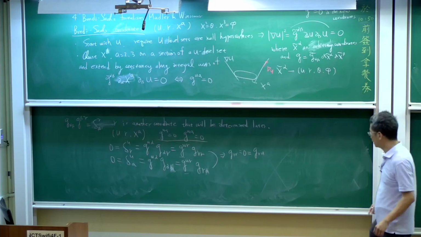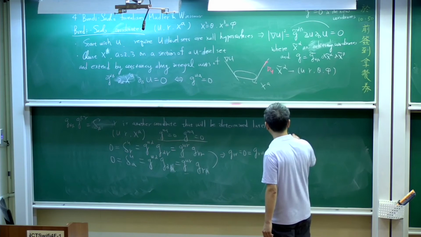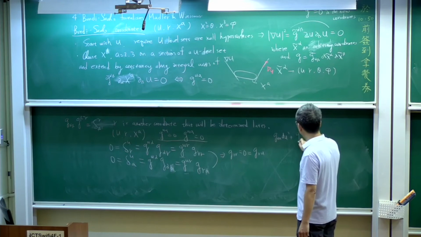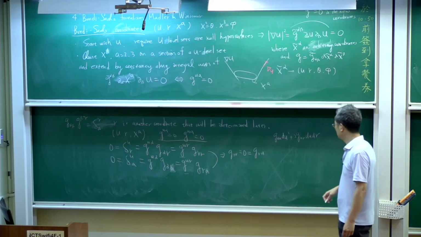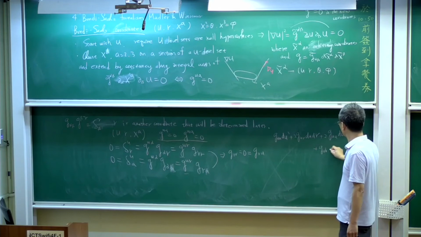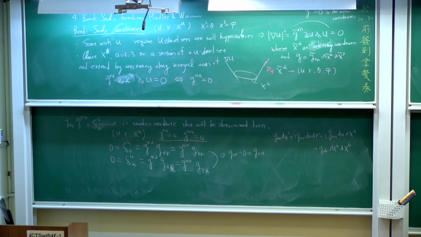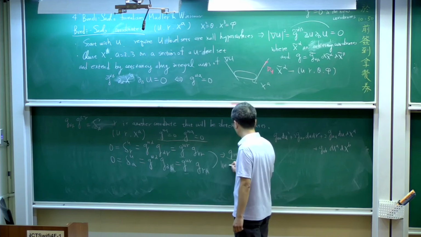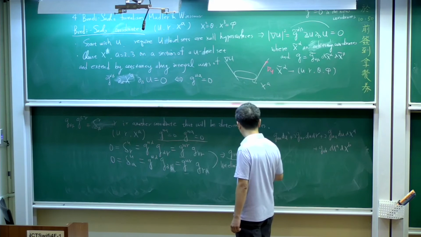Okay, and now we can write down the metric. You can see that we have some g_{uu} du squared, and g_{rr} and g_{rA} are all equal to 0. Then we have some g_{ur}, let's write it as 2 g_{ur} du dr. Then we still have some 2 g_{uA} du dx^A, and g_{AB} dx^A dx^B. So this is what we have now. We actually eliminate three components using this gauge.